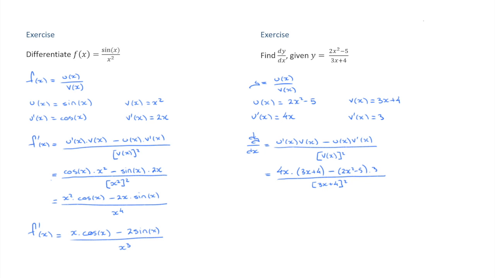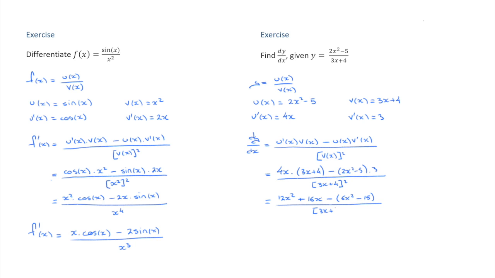Now, simplifying, or I should say distributing on the numerator, leads us to 4x times 3x, so that's 12x squared, plus 4x times 4, that's 16x, minus 3 times 2x squared, so that's 6x squared, minus 3 times 5, which is 15, all of which is over 3x plus 4 squared.